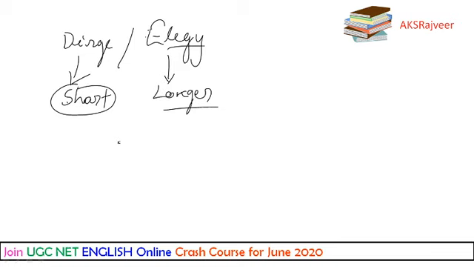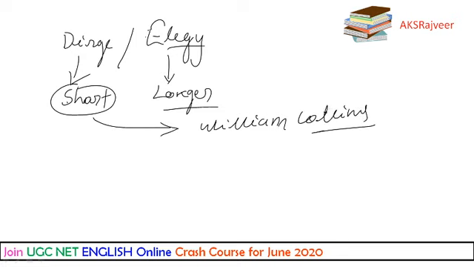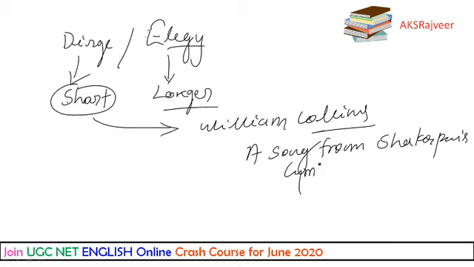We have also a monody. After dirge we have the example: William Collins's A Song from Shakespeare's Cymbeline.